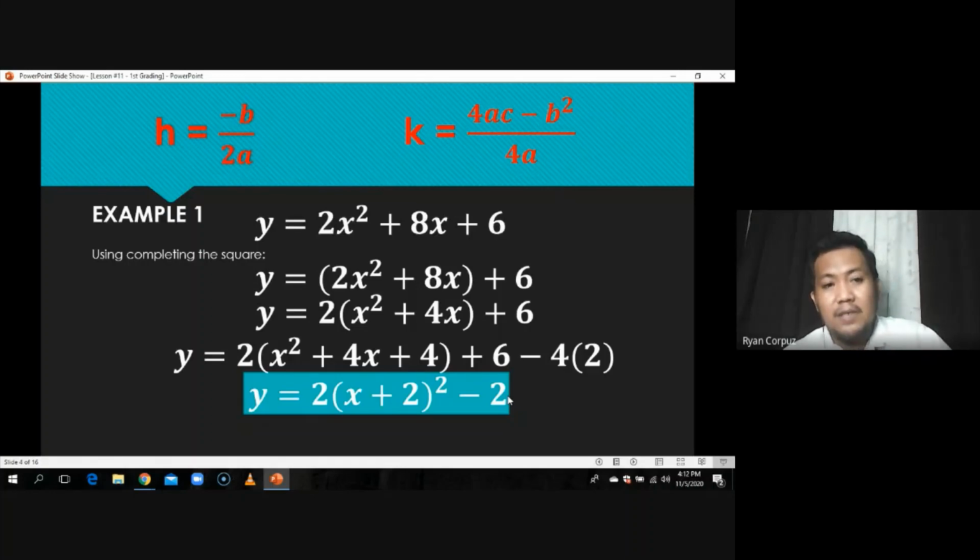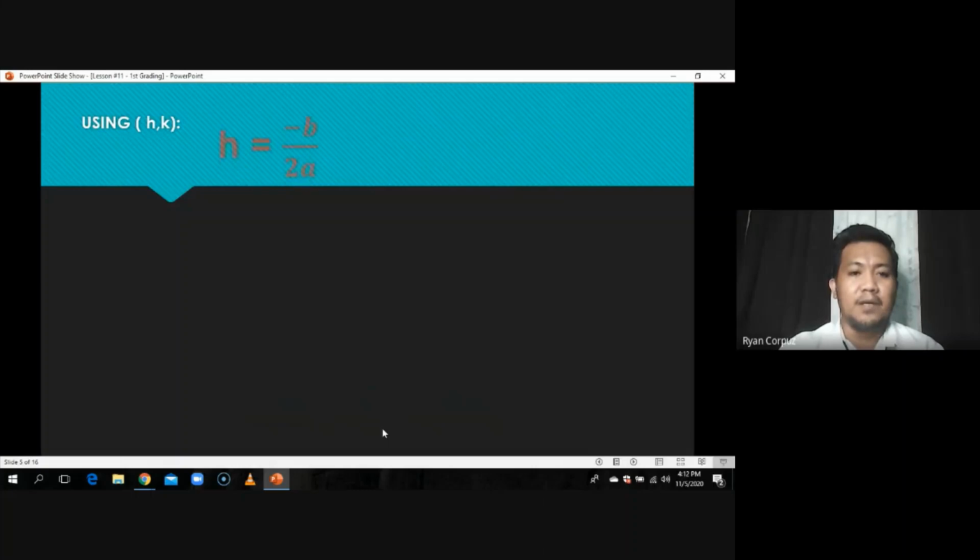Now, this time, let's make use of the other method, which is using HK, for us to find out or to transform that general form of the quadratic function to the vertex form. Let's find out if we'll still come up with the same answer. So let's have this. Using HK this time, we know that the formula for finding H is negative B over 2A, while for K is 4AC minus B squared all over 4A.